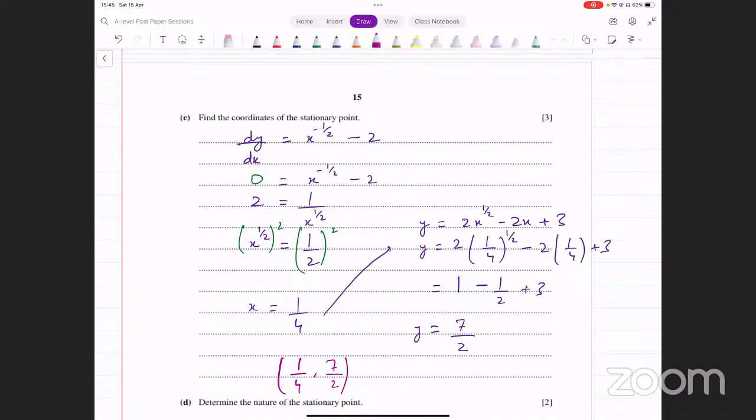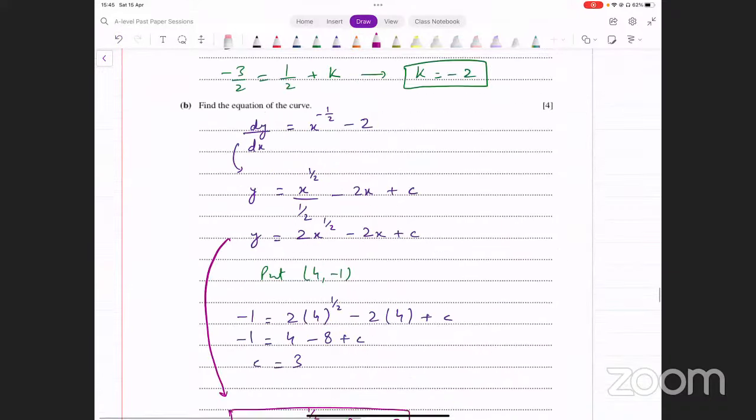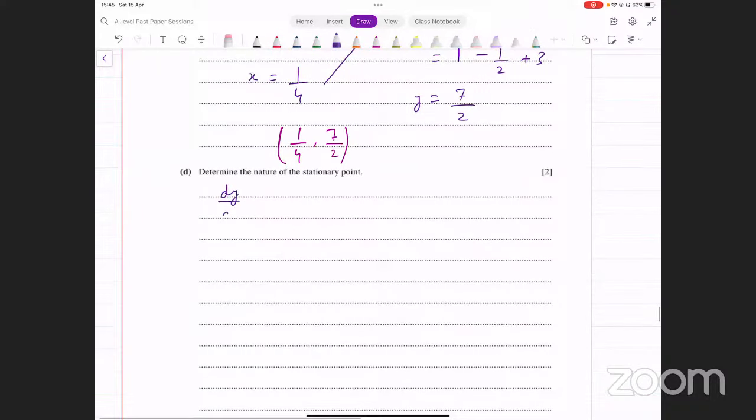Now it says determine the nature of the stationary point. Second derivative निकालने हैं उसके लिए. We have the first derivative already. Second derivative इसमें इतना खास complicated नहीं होगा, तो वो आप find कर लें.